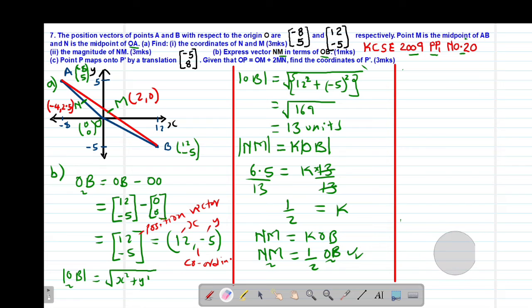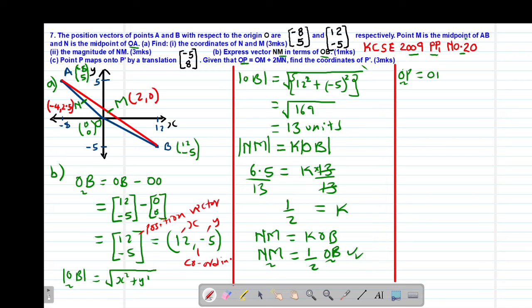In part C, we are told that point P maps to P prime by this translation. Then, given that OP is OM plus 2NM, find the coordinate of P prime. So we first of all need to find the coordinate of P. OP is equal to OM plus 2NM. This is point M.